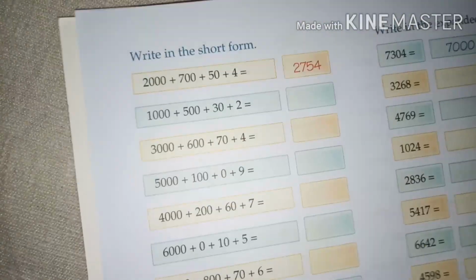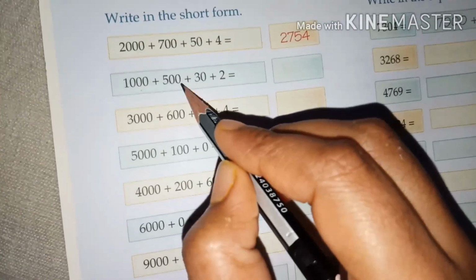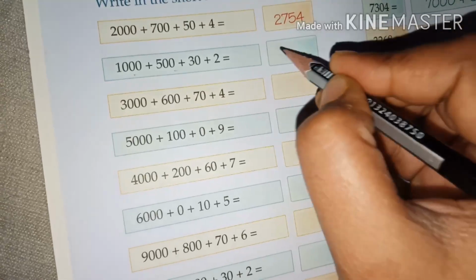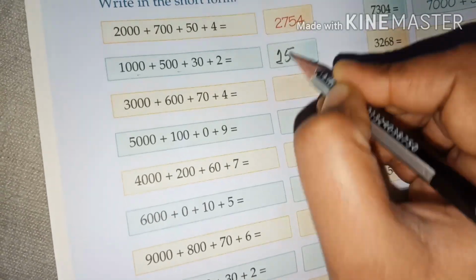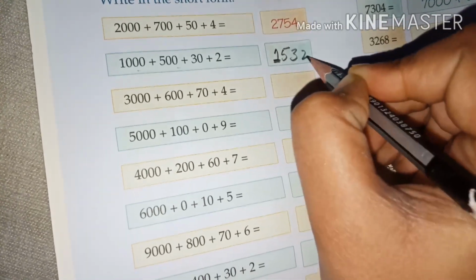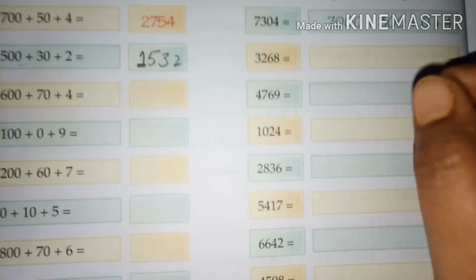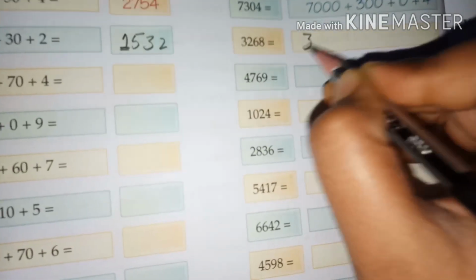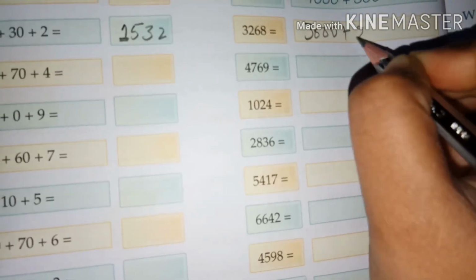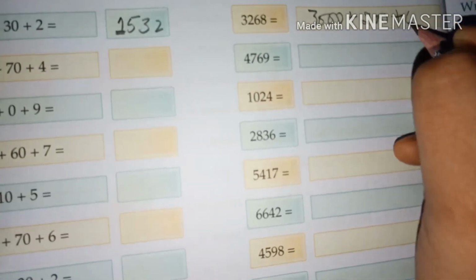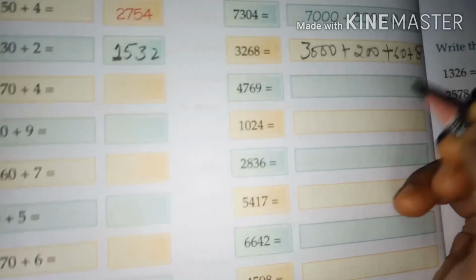Okay. Now write in the short form. So 1000 plus 500 plus 30 plus 2, so that is 1532. In expanded form you have to expand them. So 3000 plus 200 plus 60 plus 8.